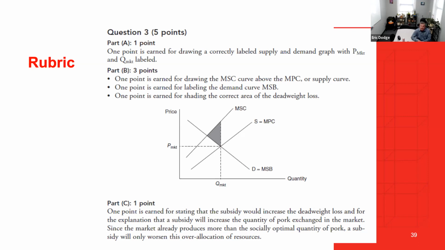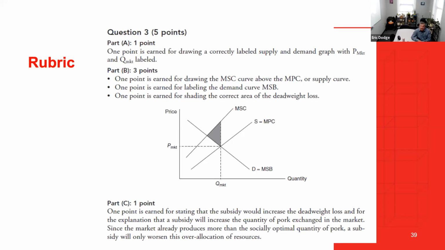And the third part said shade, if there's any deadweight loss, completely shade the area. So the deadweight loss is that gray area that lies between the marginal social cost and the marginal private cost, and the difference horizontally between the current Q market and where the socially efficient quantity would be. I didn't add that to the graph, but it certainly could have been. That would be at the intersection of MSC and the demand curve.